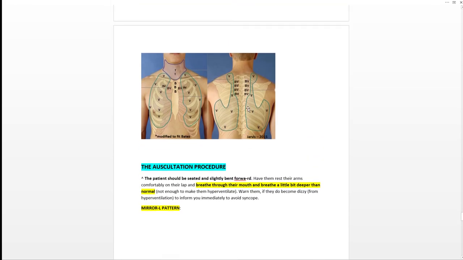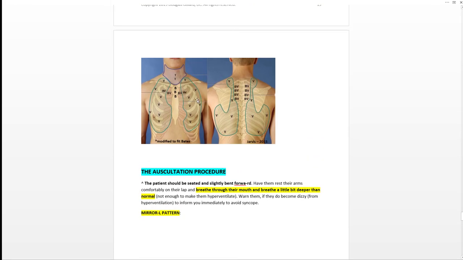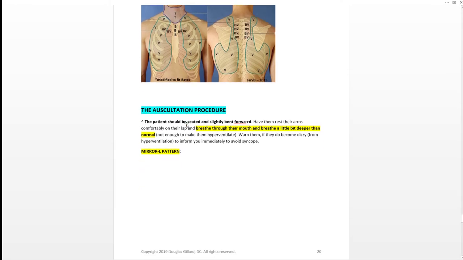Okay, front side, we talk about that next week, but I can show you right now just in case. Vesicular everywhere. Bronchovesicular is in the second intercostal space, bronchial is over the manubrium, very high pitched, and tracheal will be over the trachea.